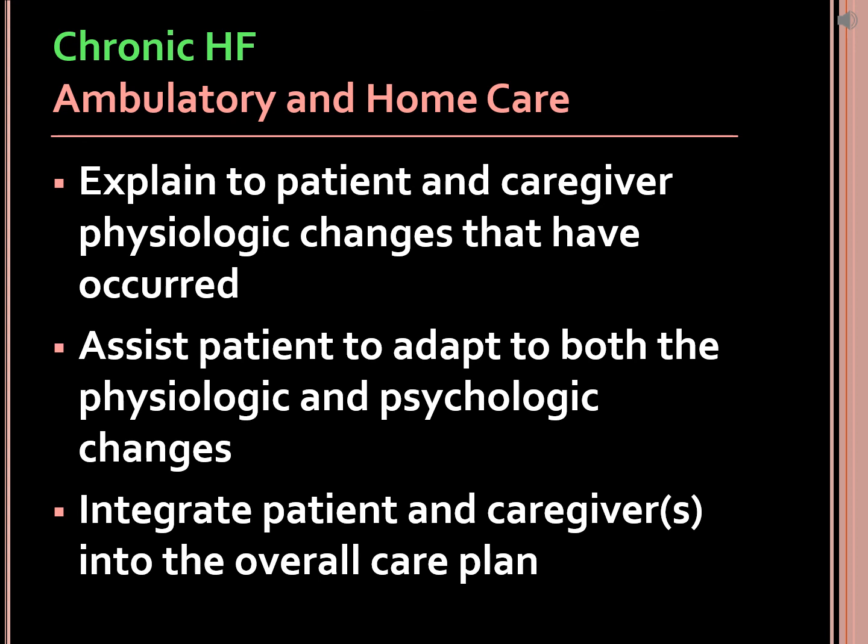With ambulatory and home care, again, we want the patient to take responsibility into their own hands. This is a progressive disease that isn't going to go away. So they need the tools to monitor their symptoms at home. They need to know when to call, and they need to know how to manage their care. So first off, we can explain to the patient or their caregiver what has occurred. This is heart failure. This is why it can occur. This is probably why your heart failure occurred.